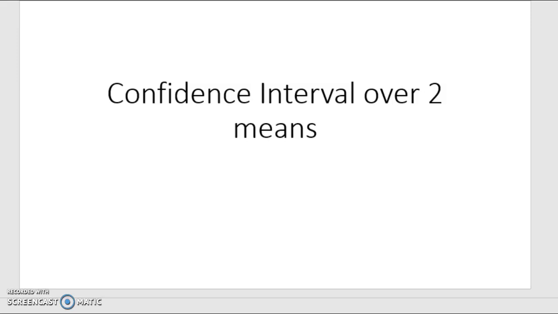Hey guys, today we're going to look at the last formula to calculate a confidence interval for two means. So you've already looked at one proportion, we've looked at a confidence interval for two proportions, we've looked at a confidence interval for a single mean, and now you're going to look at a confidence interval for two means, which means we're not going to have one data set this time, but we're going to have two data sets.